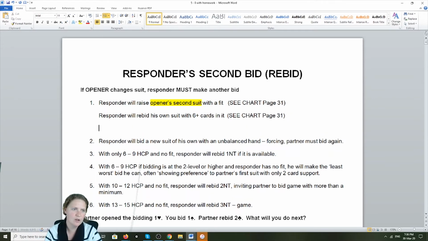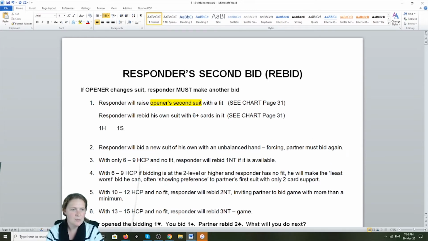Now, let's go into the logic behind that. Let's say we had a 1 heart opening by the opener. We bid 1 spade as the responder, and then our opener said 2 clubs. What we're talking about is rebidding your suit would be that you bid 2 spades here. And we're saying that you have to have 6 of them. You might be sitting there thinking, well, why isn't it 5? And what do I do with 5?